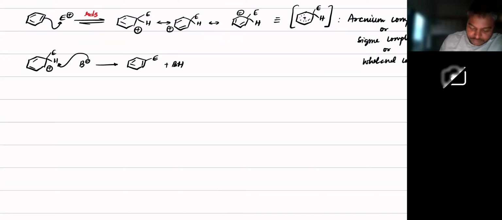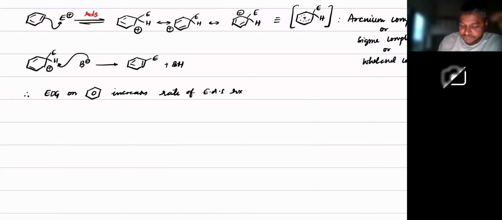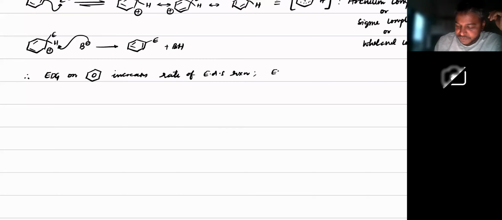Because it is a positive charge, you can see that with respect to this electrophile at this position and this position, you are getting a positive value here. So by chance, if there are any donating groups on it, it will always stabilize it. So remember that electron donating groups on benzene increase the rate of EAS reactions. Got it? Similarly, electron withdrawing groups decrease the rate of EAS reactions.